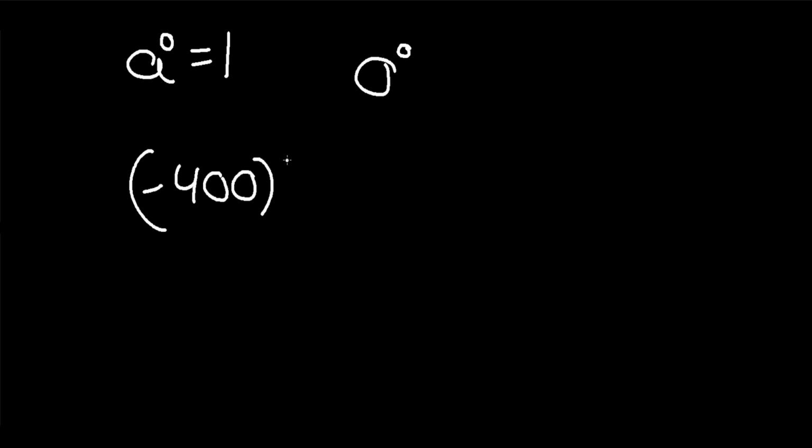Now let's take care of zero exponents and negative integer exponents. In the case of a zero exponent, we have a to the power of 0 equals 1 for all a that is not 0, since 0 to the power of 0 is not well defined. So for an example, let's say we have -400 to the power of 0. That's just going to be 1. Again, provided that -400 is not 0, which of course it isn't.